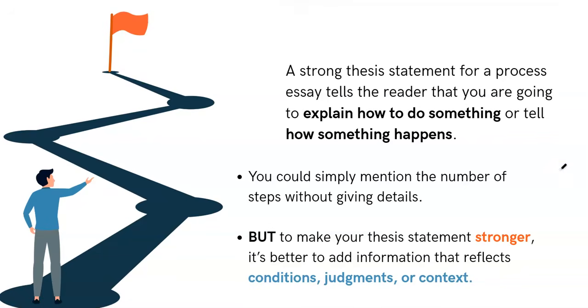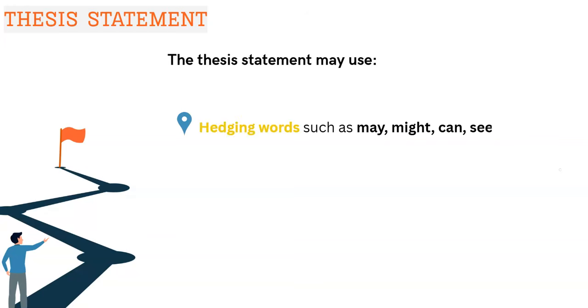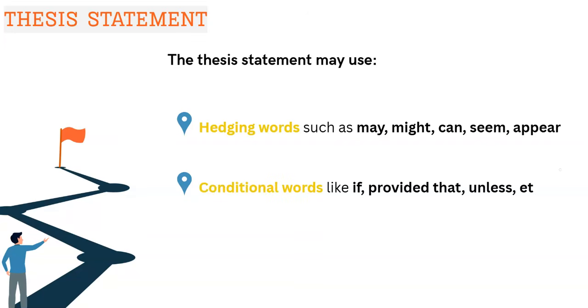Now, let's look at some examples of what to write in a thesis statement. A thesis statement may use, number one, hedging words such as may, might, can, seem, appear. Like this process may seem difficult. However, it can be achieved through this, that, and finally that thing. Next, we could add conditional words like if, provided that, unless, when. These would be helpful when you're writing a solid and strong thesis statement. Now let's look at some real examples.